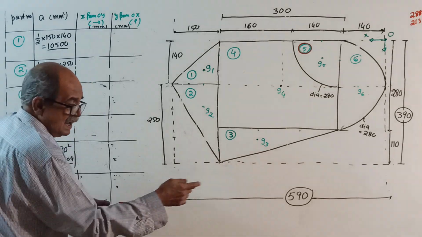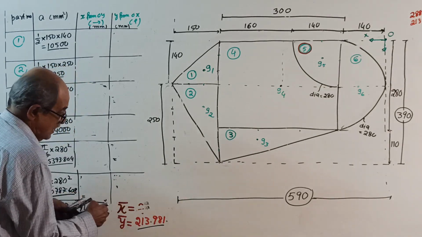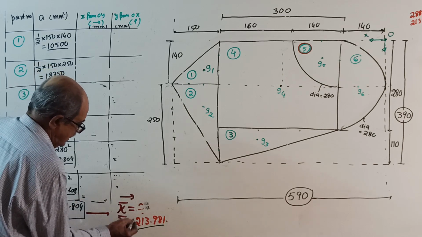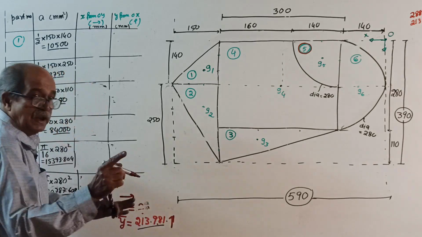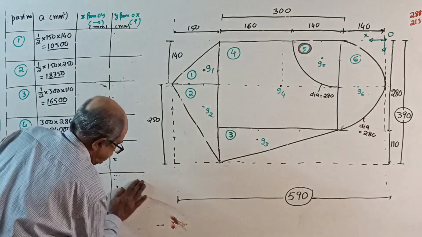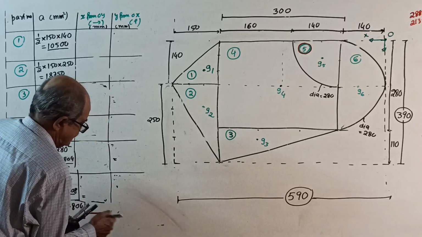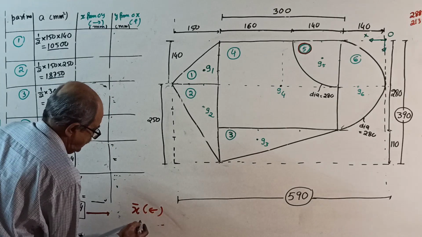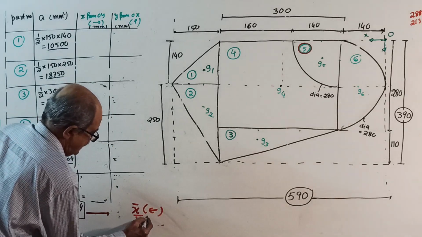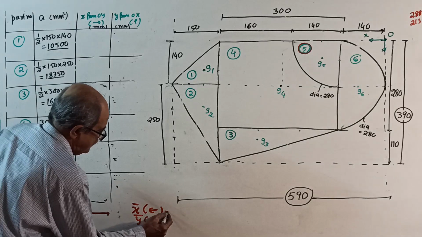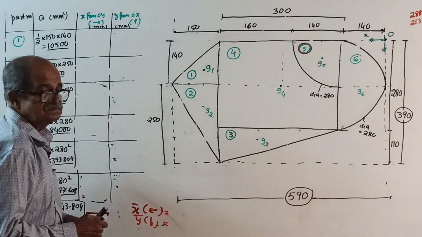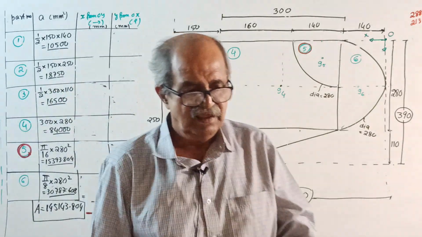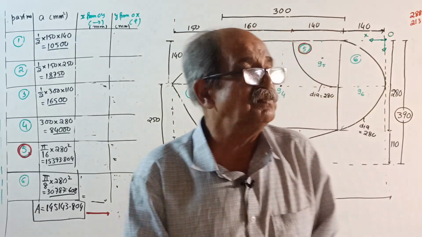See, last time your x bar was this way and this y bar was this way. Make a note. But this time you will get x bar this way and y bar this way. Get the answer. Let me see how much should come now. I will tell how much it has to come.